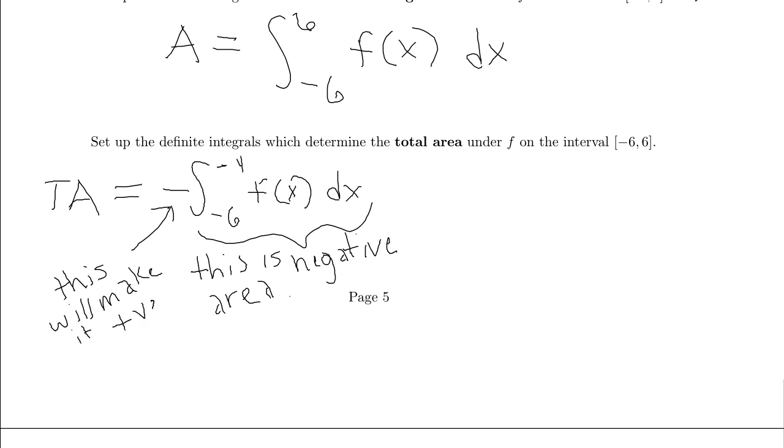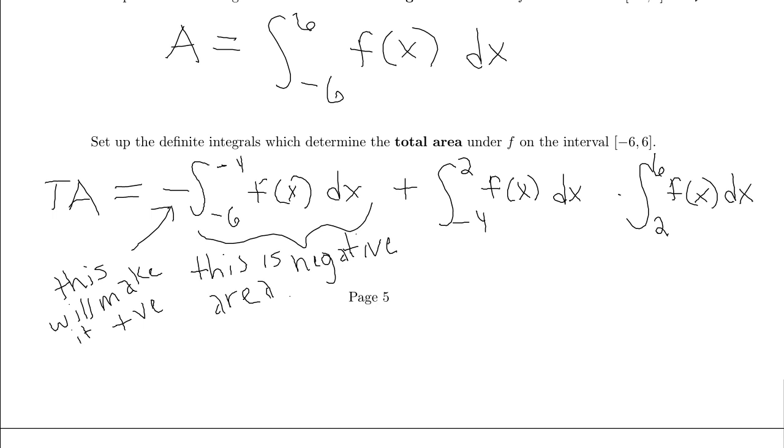Positive. Okay. Then the next piece between negative 4 and 2 is actually already positive. So I don't need to do anything to my definite integral. It's already giving me the positive area because that function lies above the x-axis. But then the final piece from 2 to 6, that again is below the x-axis, so it's negative area. So instead of adding it, I actually want to subtract it to make it positive again. So this is how you can do it.